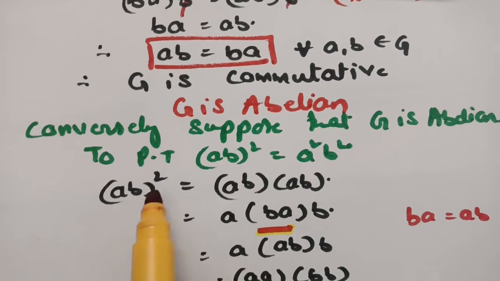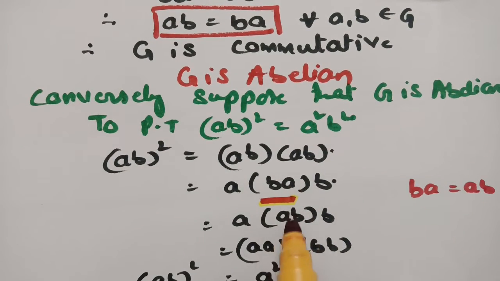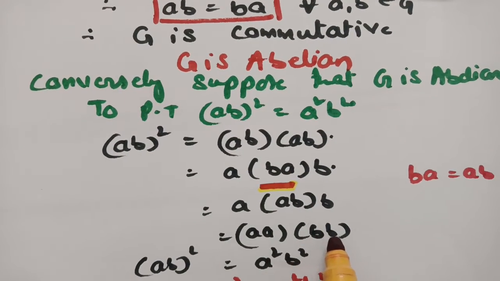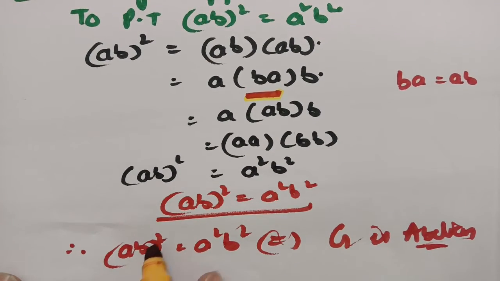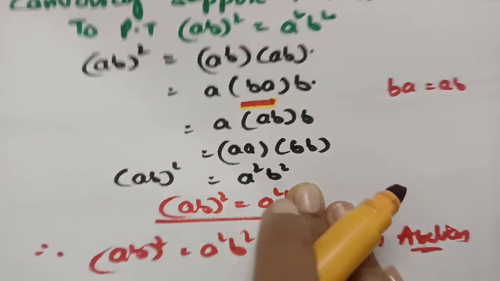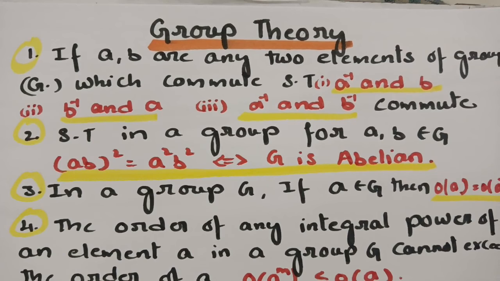So I have considered (AB) whole square, and BA can be transformed into AB, and this can be written as A into B into B. This is A square into B square. Therefore, (AB) whole square is equal to A square B square if and only if G is abelian. See here, the second one is also finished.